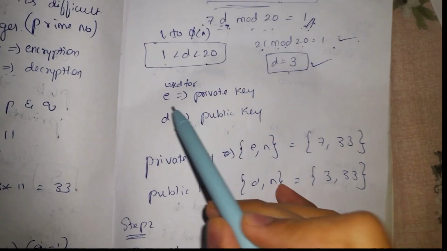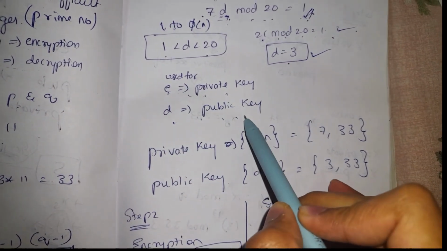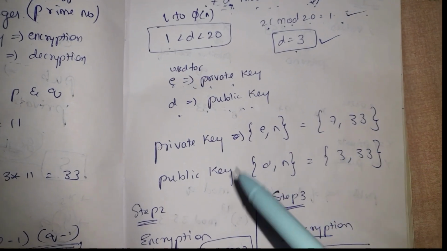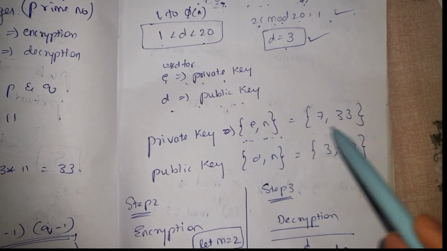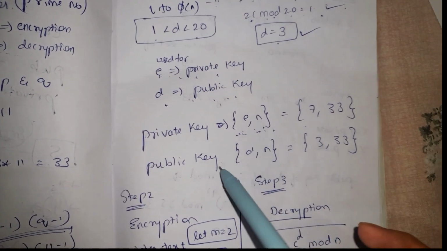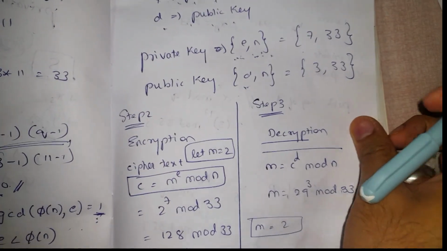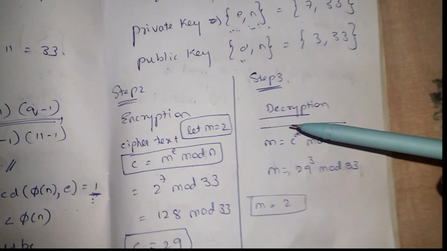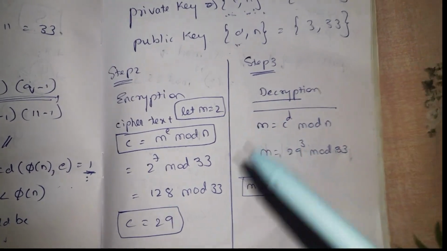Now, as I said earlier, e is used for generating the public key and d is used for generating the private key. The public key is represented as e comma n, and the private key is represented as d comma n. Now, this is how encryption and decryption is performed with the help of the RSA algorithm.